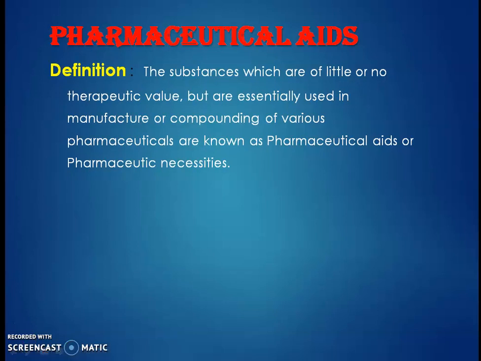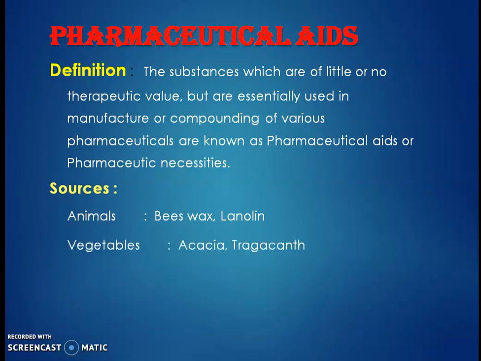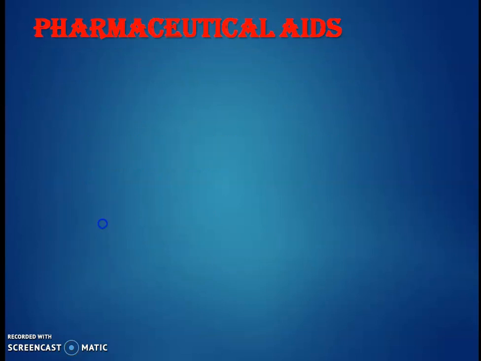Pharmaceutical aids definition: the substances which are of little or no therapeutic value but are essentially used in the manufacture or compounding of various pharmaceuticals are known as pharmaceutical aids or pharmaceutical necessities. Sources of pharmaceutical aids. The first source is animal source. Examples of animal source are beeswax and lanolin. From vegetable source, acacia and tragacanth. Mineral source, it is kaolin.